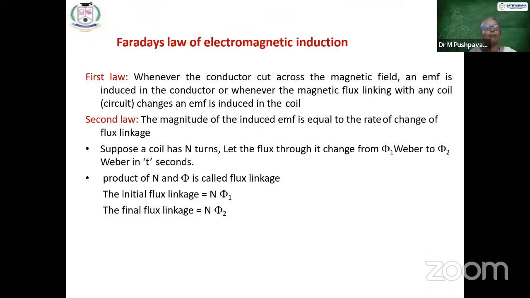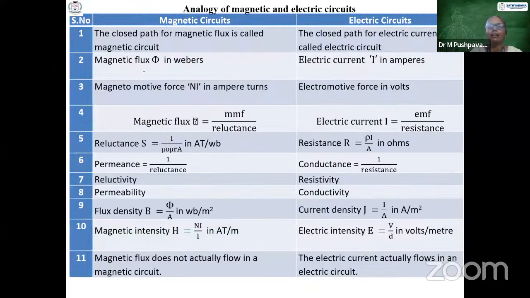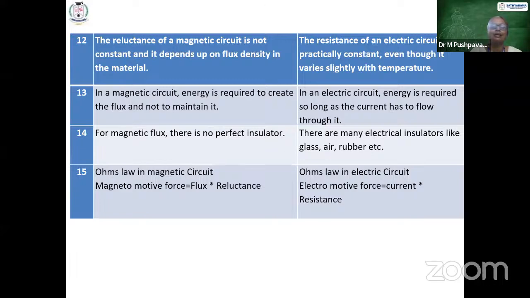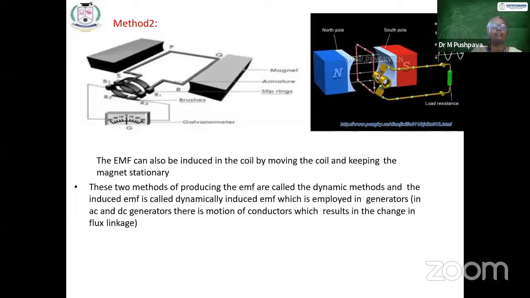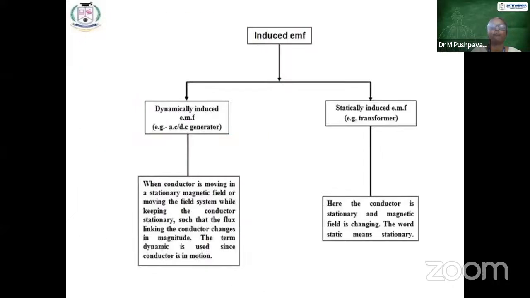Okay, this is one part B. Theoretical wise, you can expect this analogy of magnetic and electric circuit. Nearly some 15 points have been given, so try to write all these 15 points. Okay, and the next important theory question is this question.